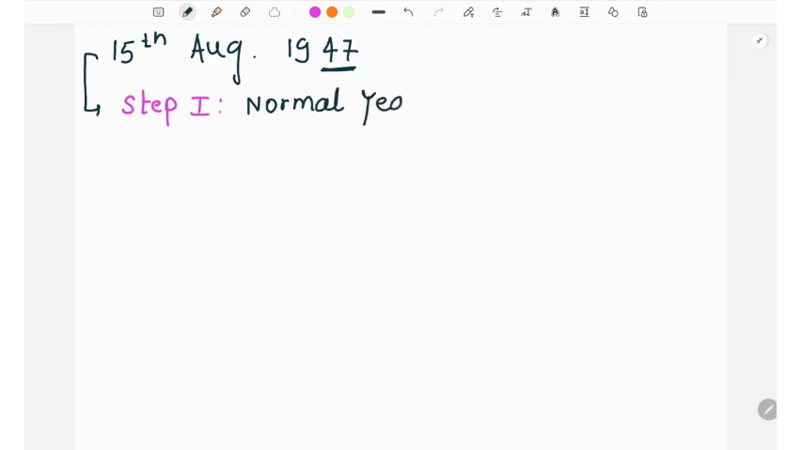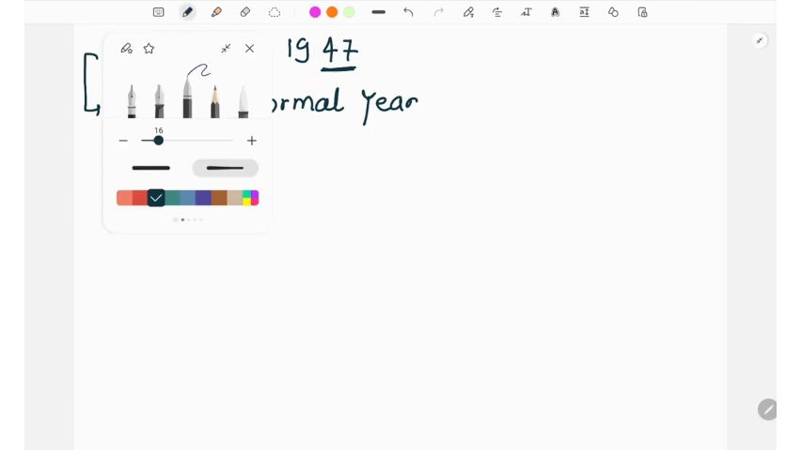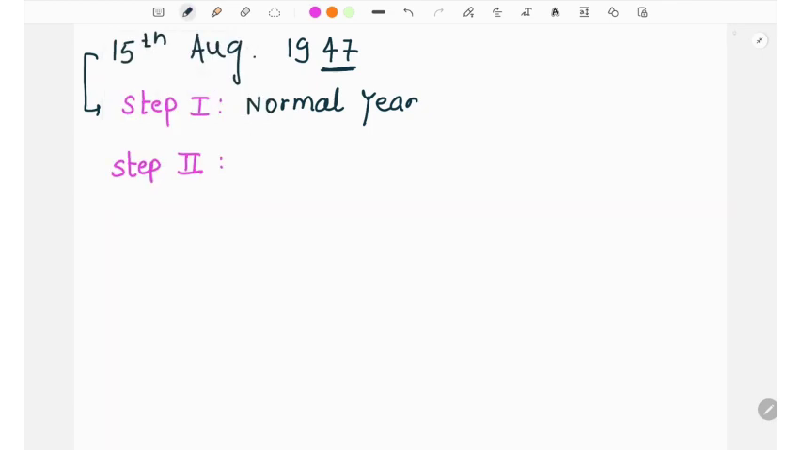Step 2. In step 2, what you will do, students? Now check the code for August. What is the code for August? Just check the codes that I have given you previously in the last part. For August, whether it is a leap year or a normal year, the code for August is 3, correct? So simply I have written the code. Moving ahead now. Step 3.